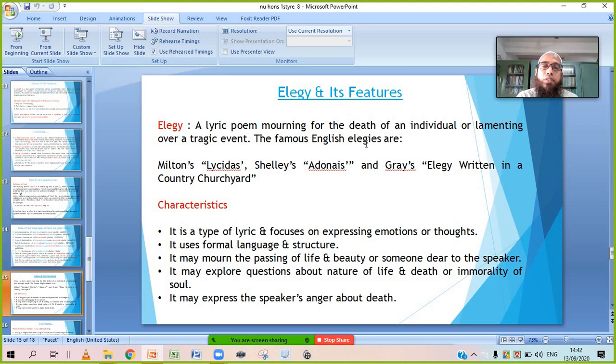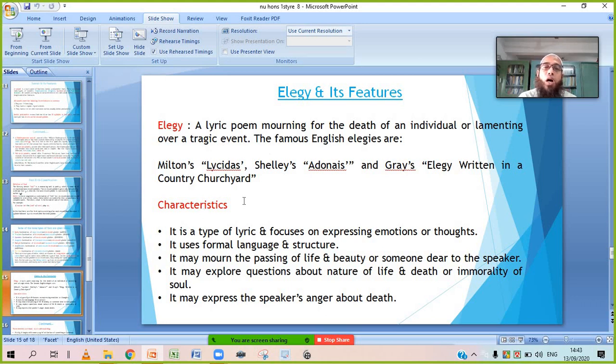Now, what is elegy and its features? That is another important item of poems or poetry. This is a genre of lyric poems. It's also a lyric poem. Elegy is a lyric poem mourning the death of an individual or lamenting over a tragic event. The famous English elegies are Milton's Lycidas, Shelley's Adonais, and Gray's Elegy Written in a Country Churchyard. So these are the famous English elegies. So elegy means a lyric poem expressing sadness for the death of an individual. It may be an individual or any tragic event.